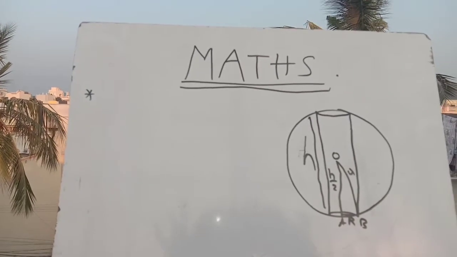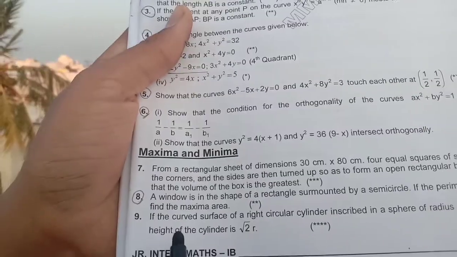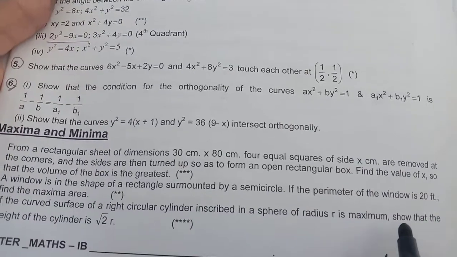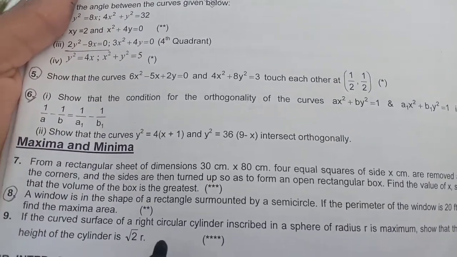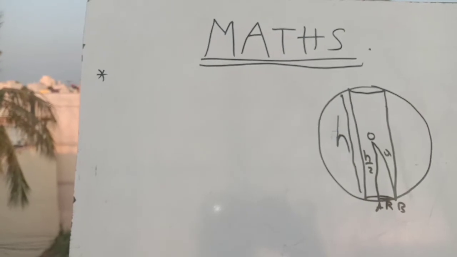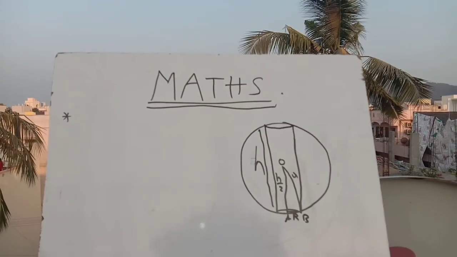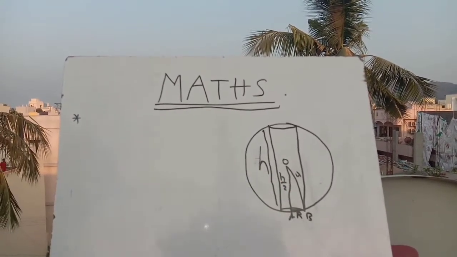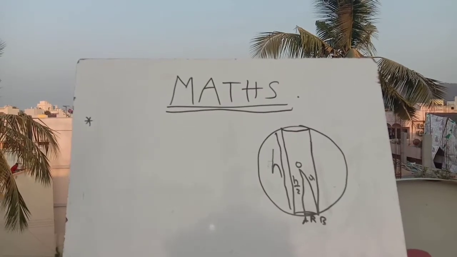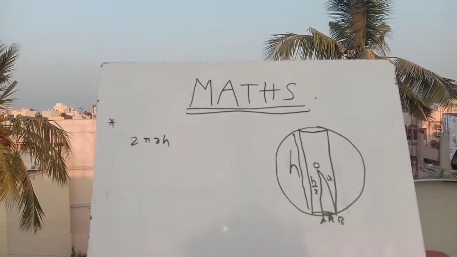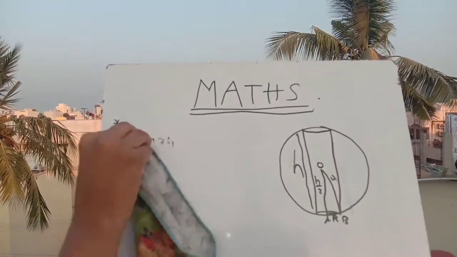So friends, the question is: given that the curved surface area of a right circular cylinder inscribed in a sphere of radius r is maximum, then show that the height of the cylinder is root 2 r. According to the question, a right circular cylinder has been inscribed in a sphere. For this cylinder, the curved surface area formula is 2 pi rh. At present we don't know the components, so let's see the diagram first.